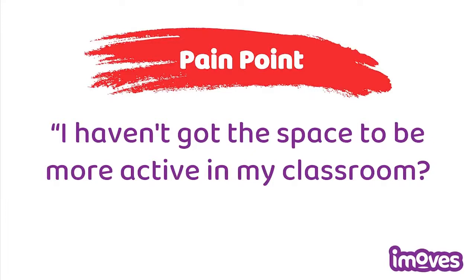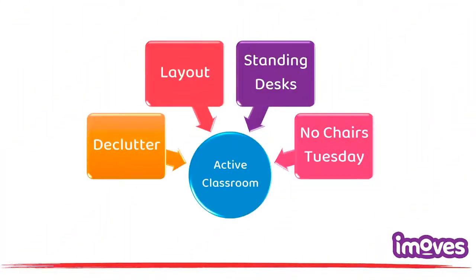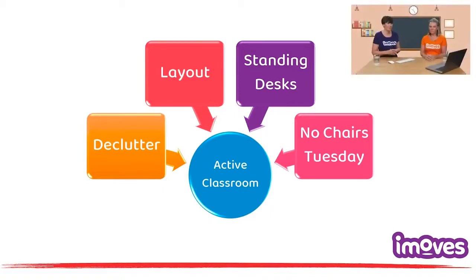So another pain point that I hear a lot is, I haven't got space in my classroom to be more active. Well, here's what we can do for space. First of all, we can think about the clutter that goes on in a classroom. So declutter, get rid of what you don't need or box it up out of the way. And think about the layout of the tables and chairs and how you can start to produce more space around them. You might have standing desks or standing areas or a little workout area, and we'll show you some layouts in a minute that we've seen that have worked successfully in other schools.